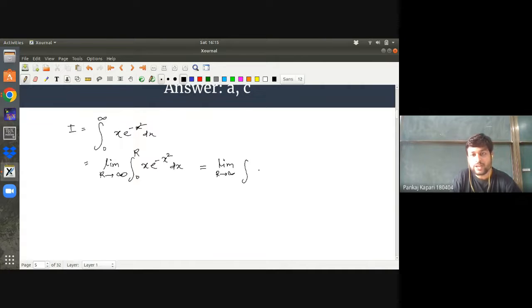Okay, when you change this variable, what will come? You can put x square equal to t, then you will have 2x dx is dt, right? So you can replace dx by x times dx by dt. So this you have x times dx. Okay, so this is half of e to the power minus t dt. Okay, so when x becomes 0, t will become 0. When x becomes r, t will become r square.